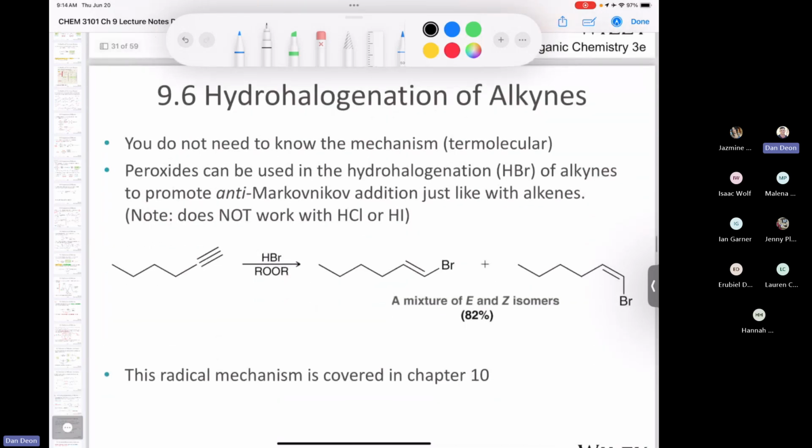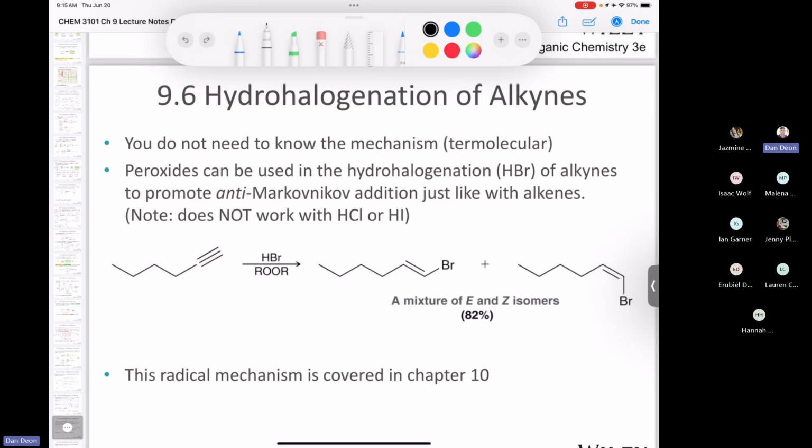However, if you guys remember anti-Markovnikov addition of HBr with peroxides, that's going to work in the same fashion as it did with an alkene, except now you're going to get a mixture of cis and trans or E and Z compounds. All right. Now, this mechanism, again, is going to be covered in chapter 10, so there's no need to know the mechanism here.